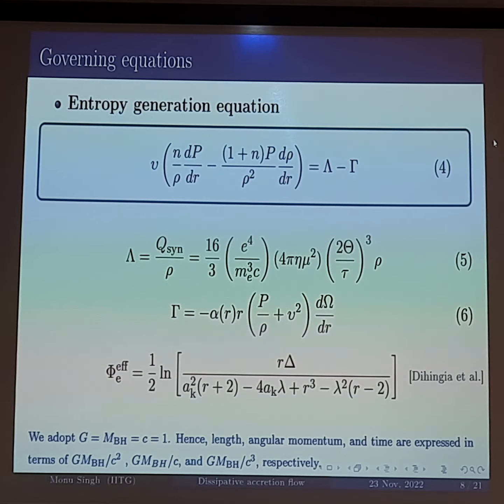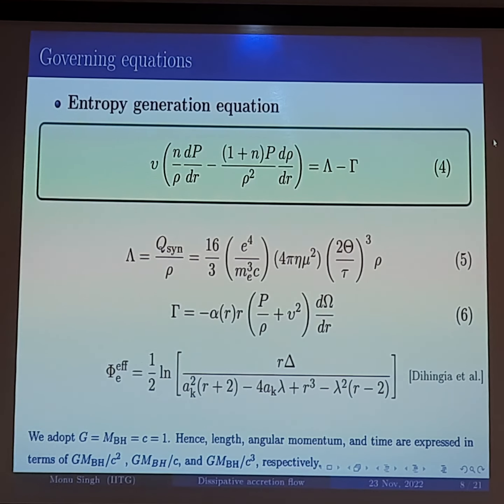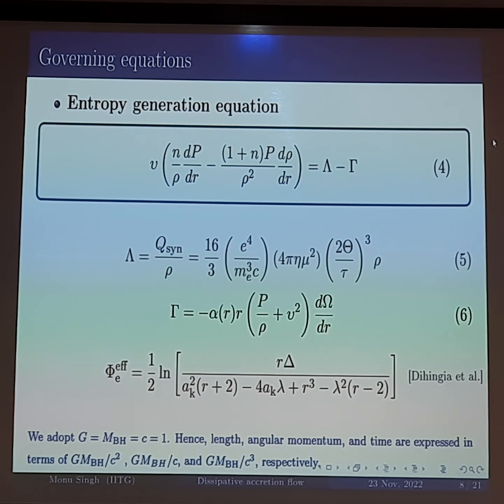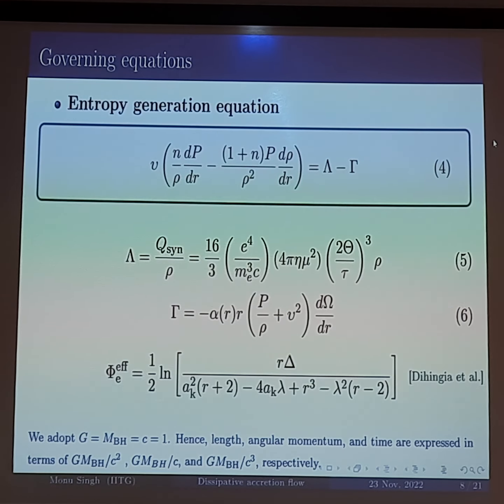Moving on, we have an entropy generation equation, which is nothing but the second law of thermodynamics. And here this is the cooling in the system. Because matter is getting heated up, by suitable consideration of cooling, the flow might radiate that heating. Here we have considered synchrotron cooling, which is of this form, and here we have this one is the viscosity, and this is the space-time, which is the pseudo-Kerr potential we have considered here, and this is the unit system we work in.